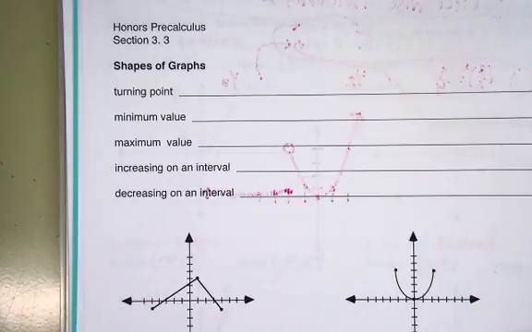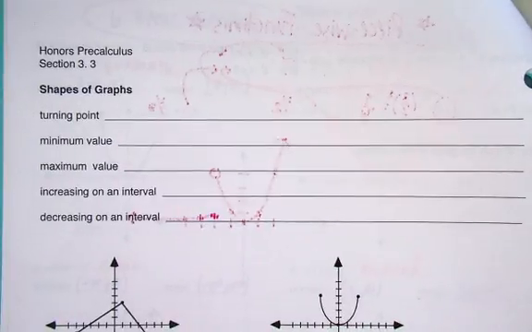Okay, so we're going to start here with 3.3 notes. The first part of these notes is about shapes of graphs, and they're just some different vocabulary that you need to know here. First of all, a turning point. Basically, a turning point is anywhere where your graph's slope is going to change.